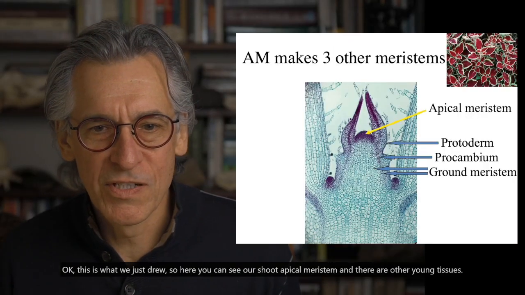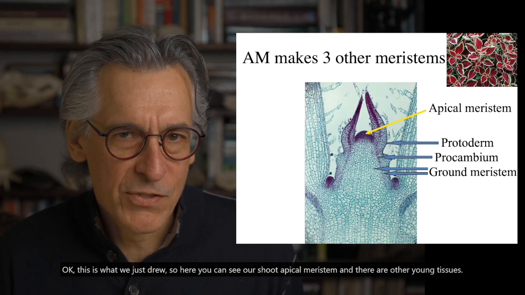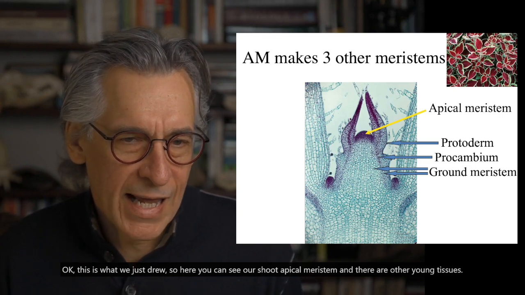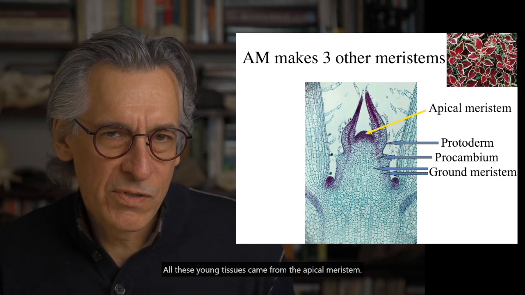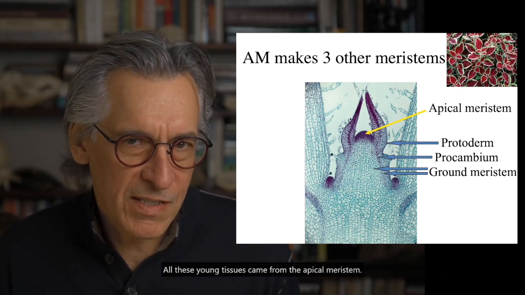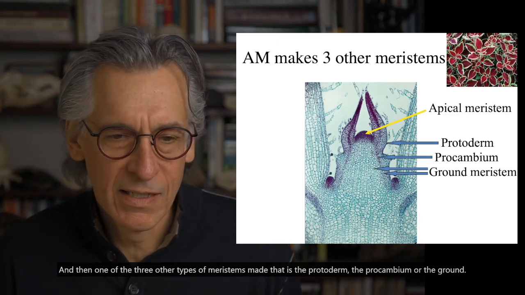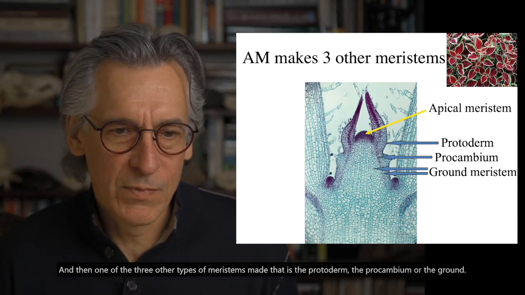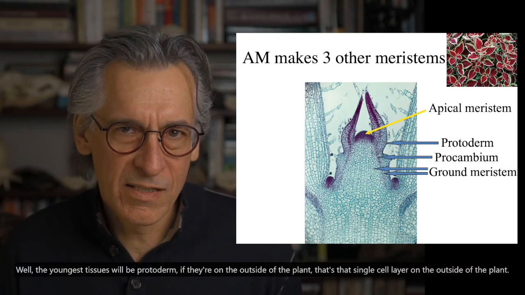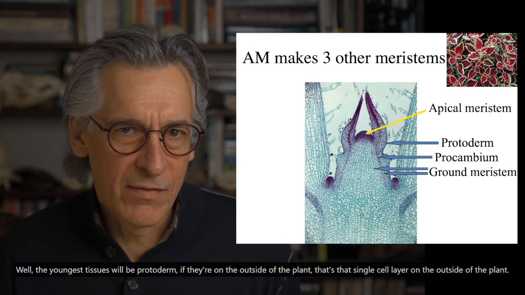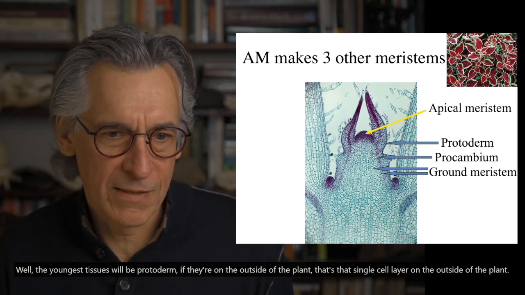Okay, this is what we just drew. So here you can see our shoot apical meristem, and there are other young tissues. All these young tissues came from the apical meristem, and then one of the 3 other types of meristems made them, that is the protoderm, the procambium, or the ground meristem. And how do you know what's what? Well, the youngest tissues will be protoderm if they're on the outside of the plant. That's that single cell layer on the outside of the plant.